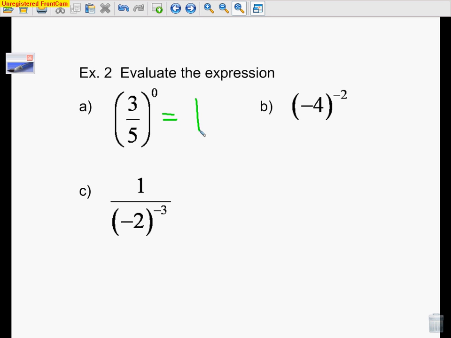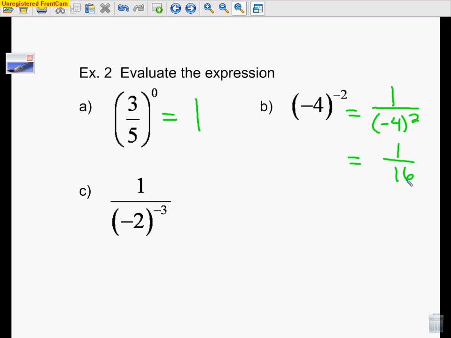Now, B, we're talking about the negative exponents. Now, if you recall, to get rid of a negative exponent, we said that you flip it and you make the exponent positive. And then we can simplify even more from there. That would be 1 over negative 4 to the second. That's positive 16.